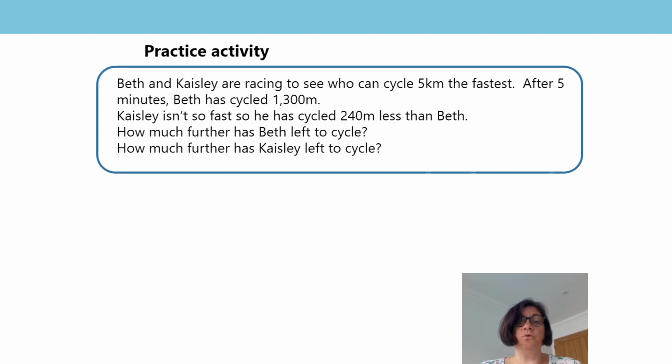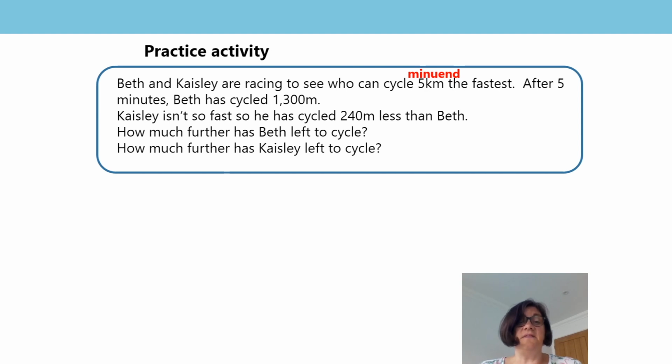As this problem was all about how far Beth and Kaisley had travelled, I decided to use a number line to solve it. But before I could start to use my number line, I needed to identify the parts of the question. The total distance, 5 kilometres, is the minuend. But I remembered I get very confused when I mix up metres and kilometres in the same question, so I decided to change 5 kilometres into 5,000 metres, so I used the same unit of measure for the whole problem.